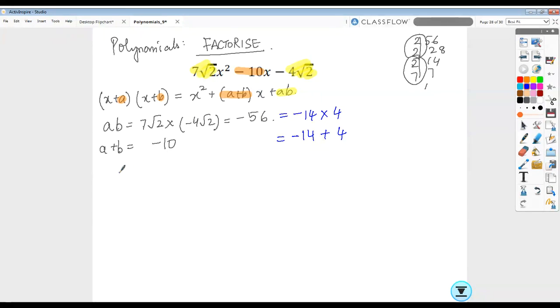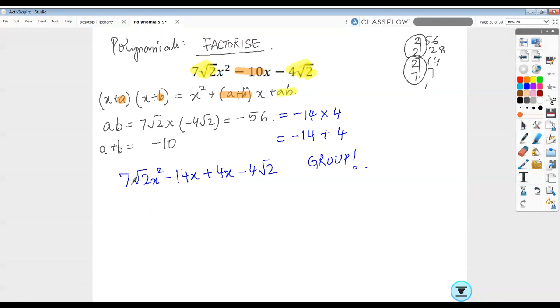Let's try and middle split negative 10x as negative 14x plus 4x. And I write the remaining terms as it is. Now, what are we going to do? We are going to group suitably. Let's see how the grouping works.